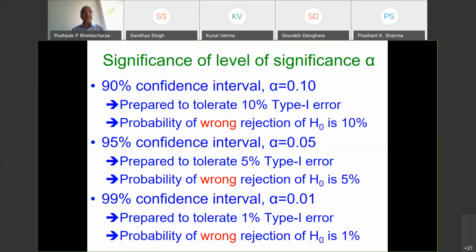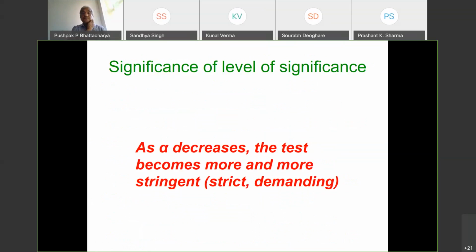So with this understanding, let's proceed to more details. As alpha decreases, the test becomes more and more stringent, that is more and more strict and more demanding. So as we constrain alpha, make it smaller and smaller, the error region becomes smaller and smaller. That means our tolerance level also goes down and down. We are prepared to accept less and less amount of error.